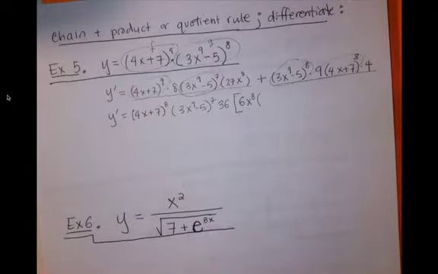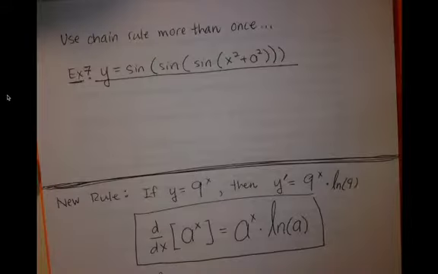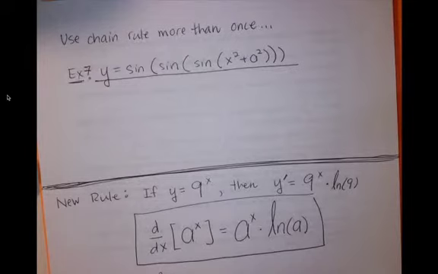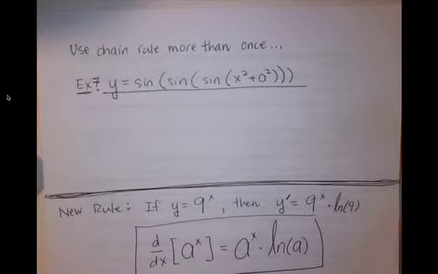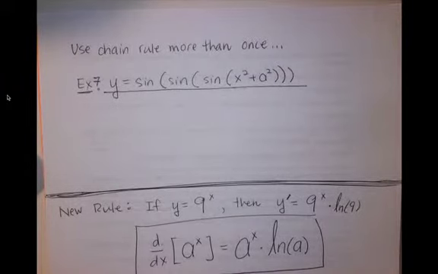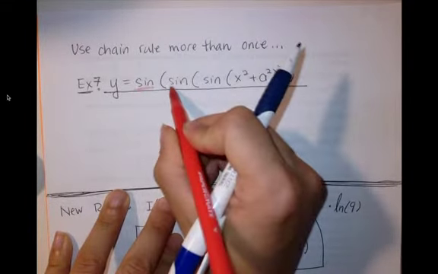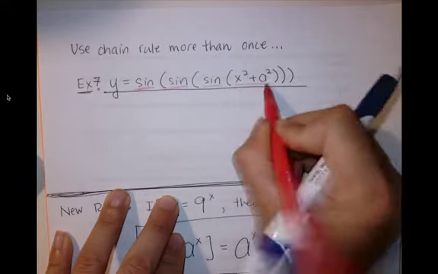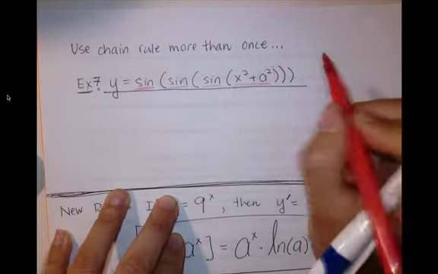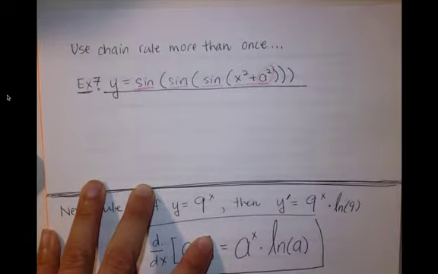Okay, next, I'm going to do some examples that require more than one application of the chain rule, because we have a composition of a function inside of a function inside of another function. So here my outermost function is sine, and then inside of it I have another sine with another sine, and then finally x squared plus a squared inside. A squared is just a constant, so just treat it like that. We're taking the derivative with respect to x.